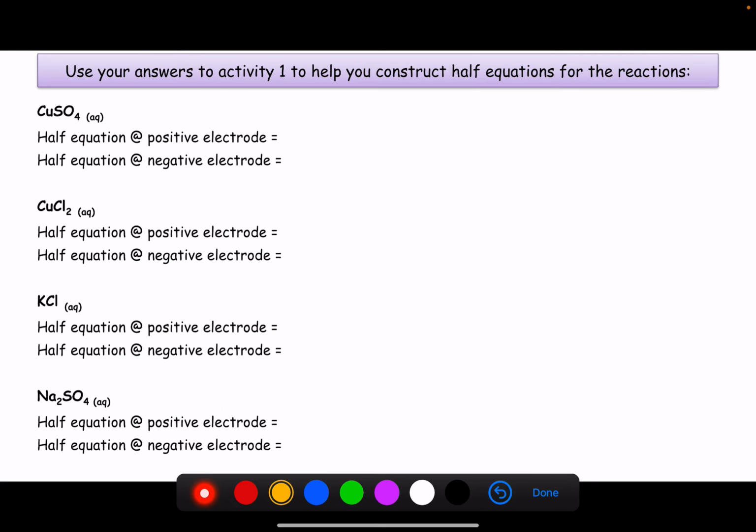Using your answers to activity 1, work through the following tasks to write the half equations for each of these reactions that takes place at the electrodes. Then come back and check your answers. So here are our solutions.